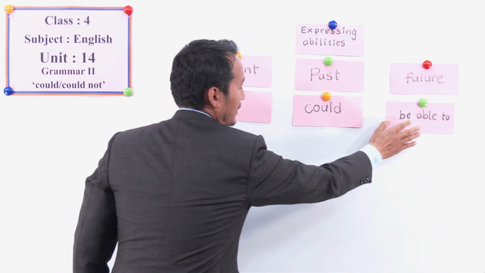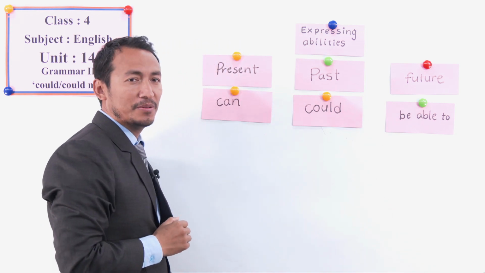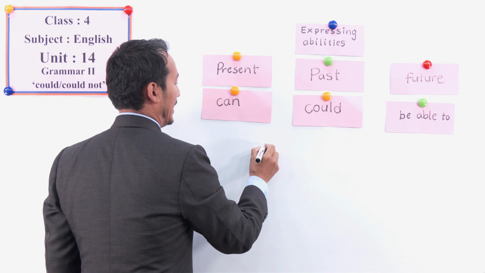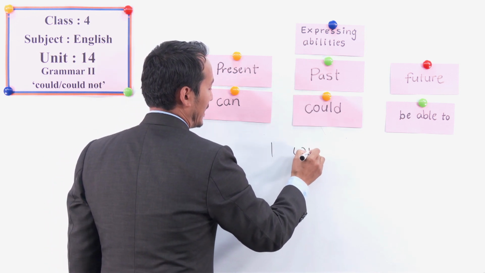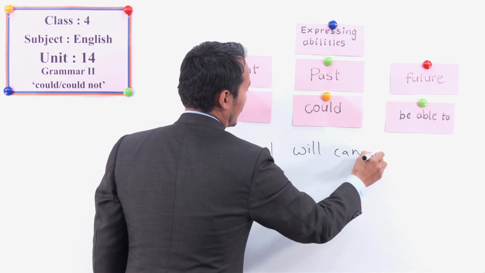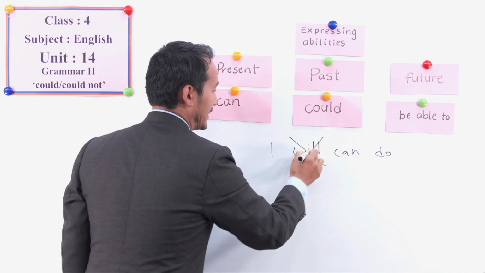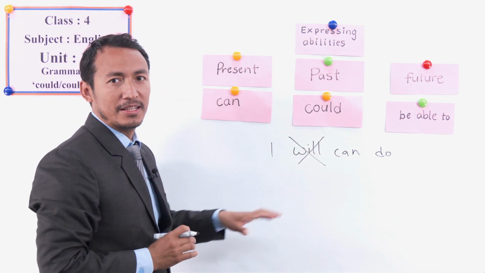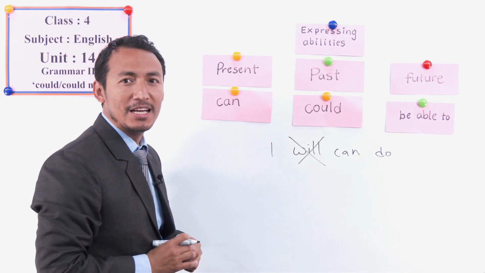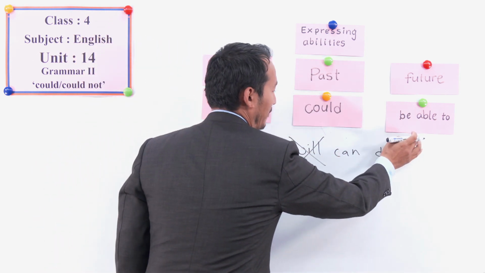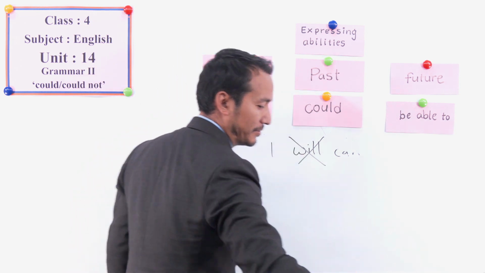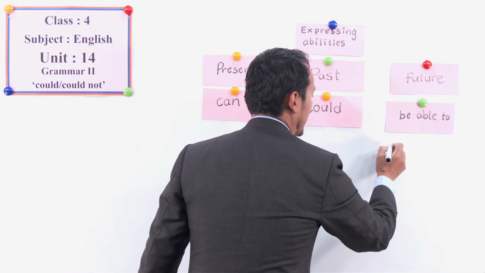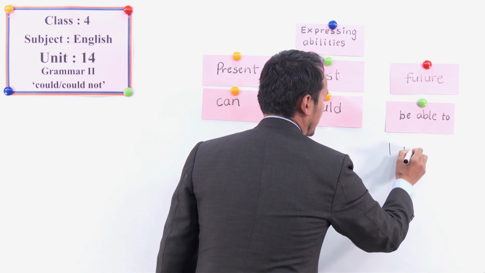Why do we need this be able to for future? Because we cannot say I will can. You cannot say I will can do. In future, with can you cannot use will. So we need be able to. With the words be able to, we can say I will be able to.